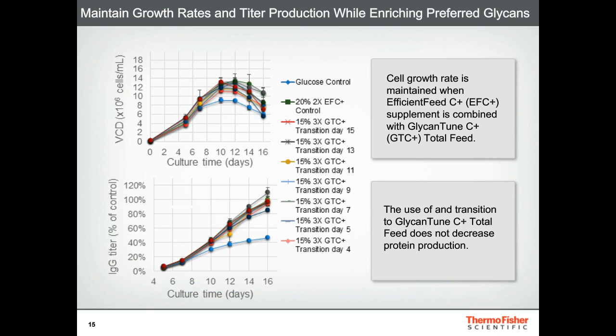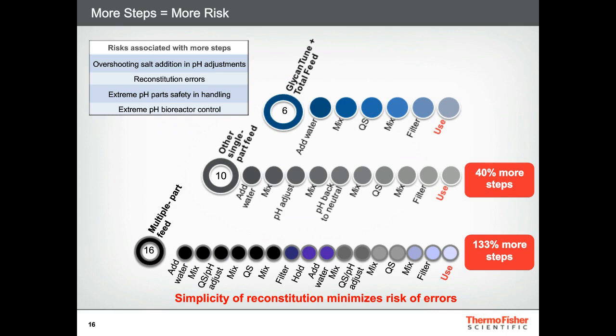It's also important to point out some of the other benefits of the GlycanTune Plus products. GlycanTune Plus was designed to be as easy as possible to reconstitute. It's as simple as 6 steps. Add water, mix in the AGT, bring to the final desired volume, filter, and then use. No pHing steps required. It's as easy as just adding water. You can see that other feeds require a high number of steps and pHing adjustments that are both time-consuming, can pose safety risk to technicians, and can increase complexity, which can introduce errors.